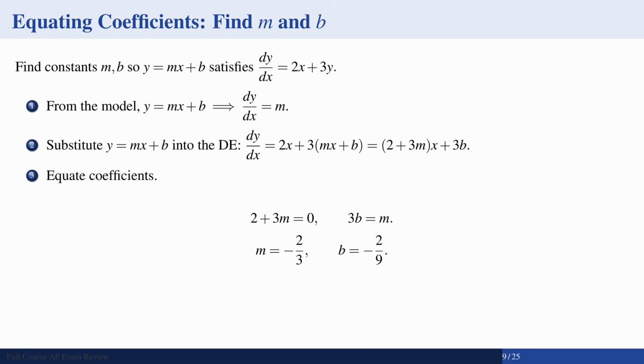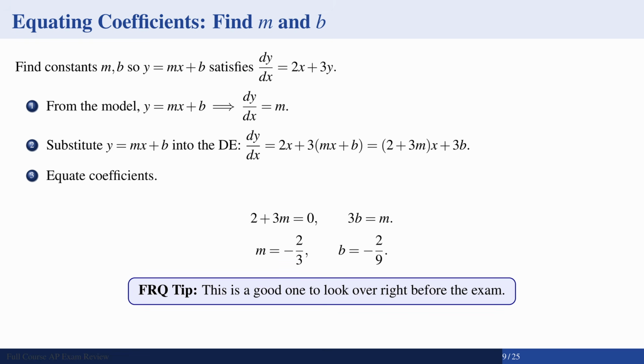The other thing that we know is the constant term, the term that has no x with it, must also be equal, so m from the first one must be equal to 3b, and we just figured out that m is negative 2/3, which means b must be negative 2/9. I would recommend that you just take a look at this right before the exam, just in case, just to refresh. It's not really a big deal, but if it's on it, it's not hard to get the points, and I want you to get every point possible.